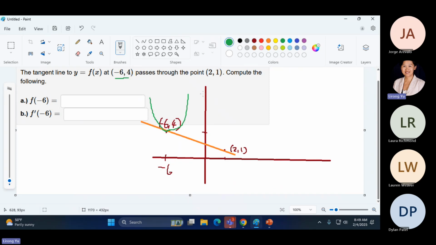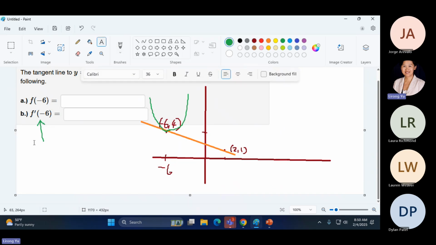So now let's try to answer the rest of the question. Number one, let's try to answer B first. B says we want to find f prime of -6, which then should be the slope. So that one is a derivative, because the derivative is supposed to be the slope of the tangent line.